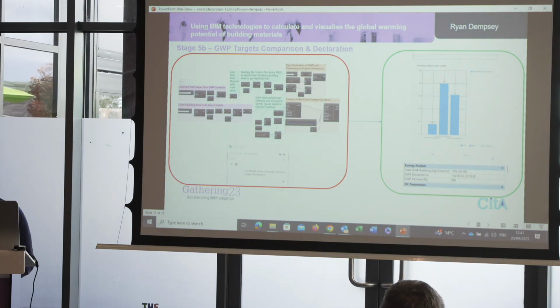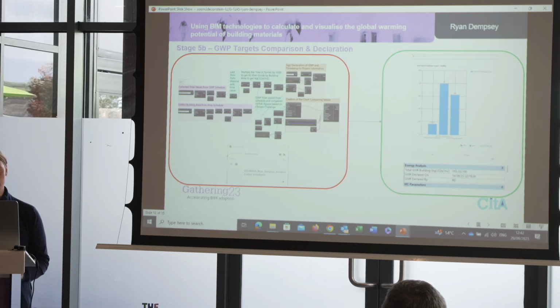Now they could be custom changed if you want. I just picked two, just for an example. But as you can see, because this was only modelled on a small portion of a building, the result is extremely low in comparison. But it's just to show how it could be used to compare GWP targets.